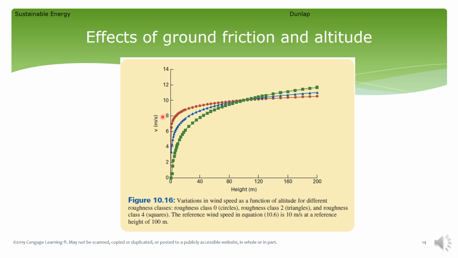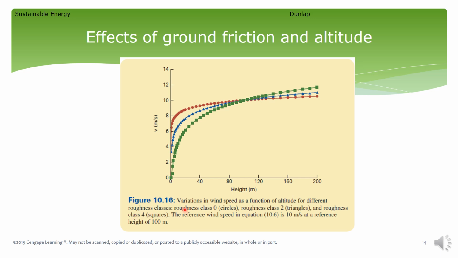This figure shows the effect of ground friction and altitude. It shows variation in wind speed as a function of altitude for different roughness classes. The circle is roughness class 0, the triangle is roughness class 2, and the square is roughness class 4.